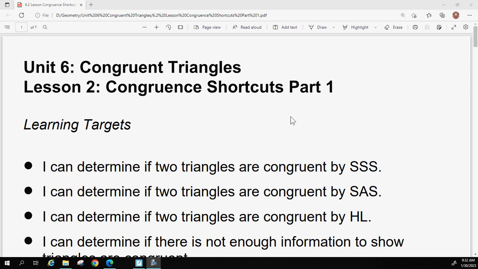Today we're going to continue talking about congruent triangles. And just a reminder, I'm just going to keep using the congruent symbol, and I'm going to use a triangle symbol for triangles. But this time we're going to talk about showing that triangles are congruent.